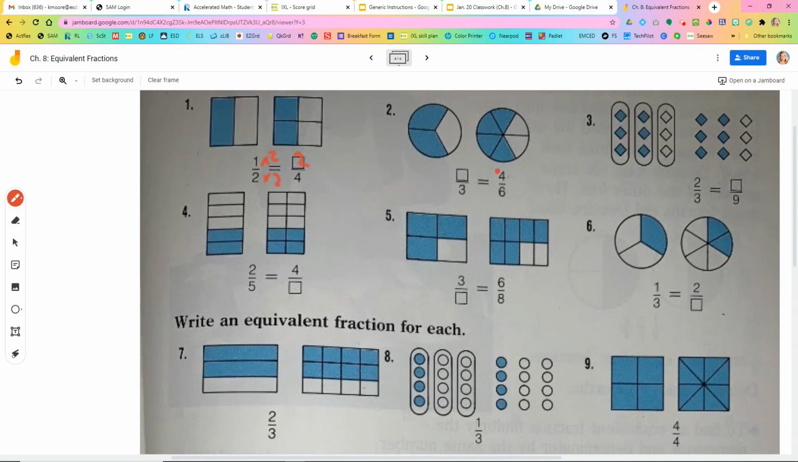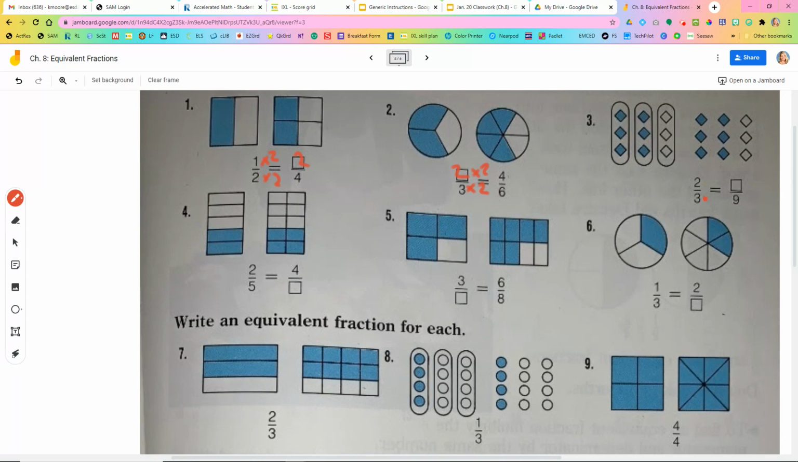All right, can't use my numerators here. Use my denominators. 3 times 2 gives me 6. So what times 2 gives me 4? That'd be 2. So here on the first one, I have 1/2 is equivalent to 2/4. On this one, I have 2/3 is equivalent to 4/6.